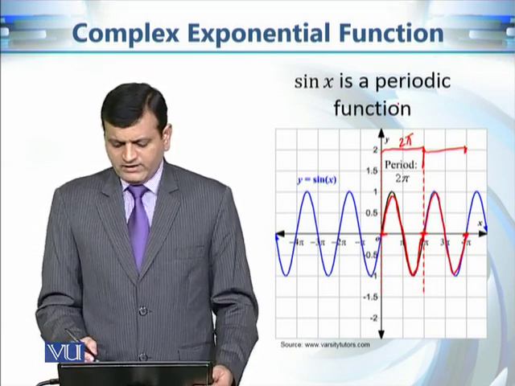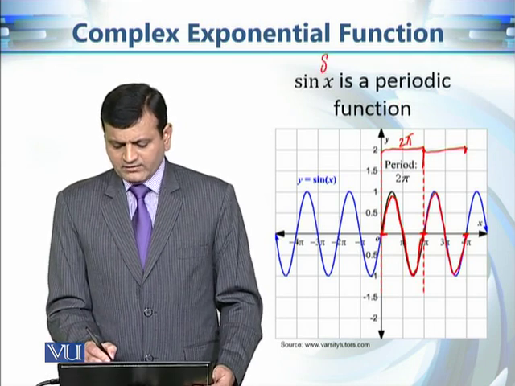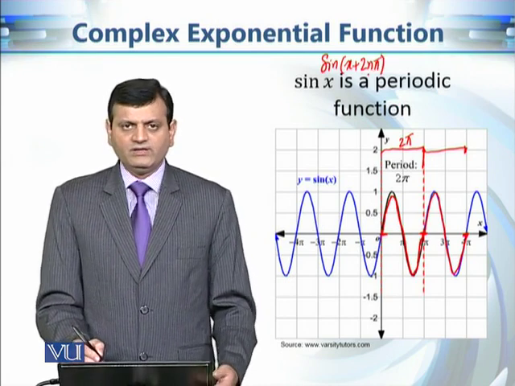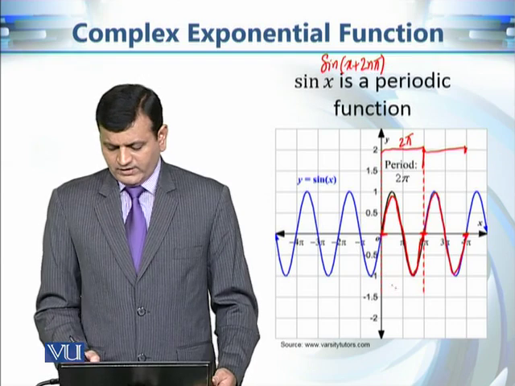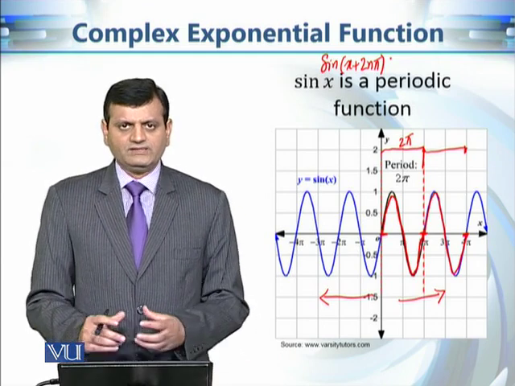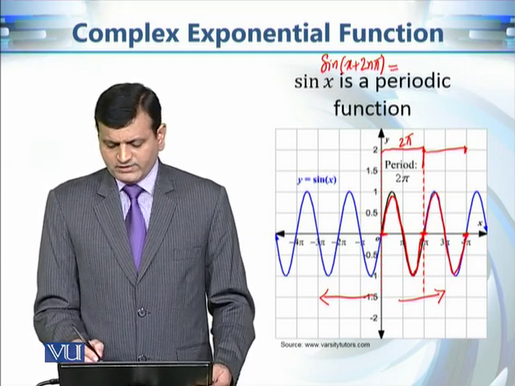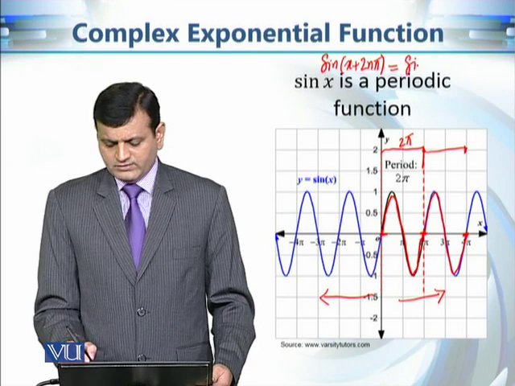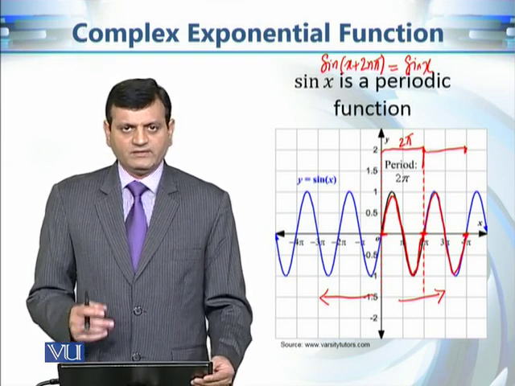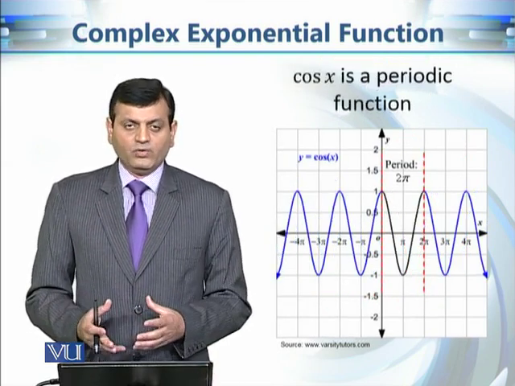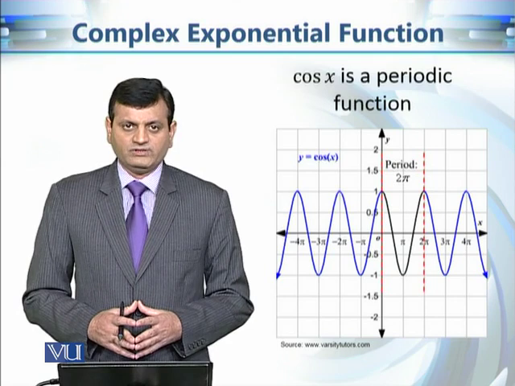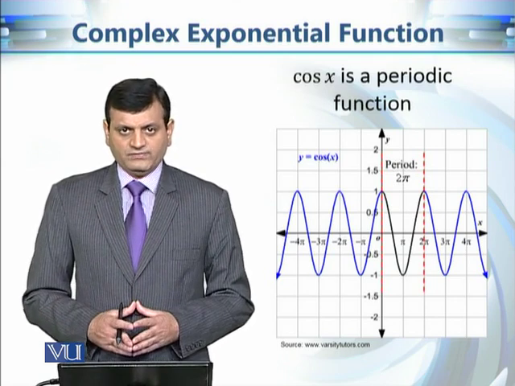So in other words, we can say that sine of x plus 2n pi, where n is any integer. If we are moving in this direction it is a positive integer, and if we are moving in this direction then it is a negative integer. So n is any integer, and the value of sine of x plus 2n pi is going to be equal to sine x. It is because sine x is a periodic function, and the similar observation holds for the other function, cosine x, which is involved in the definition of exponential function, in fact complex exponential function.